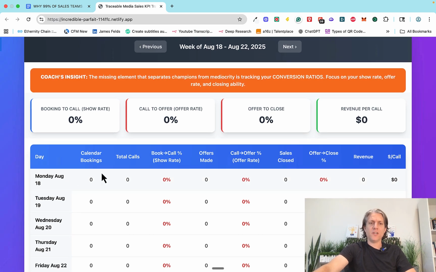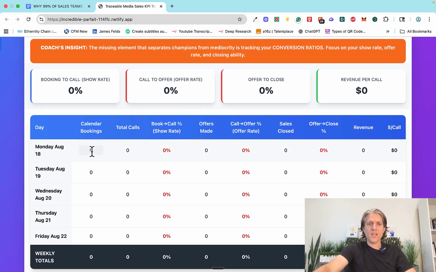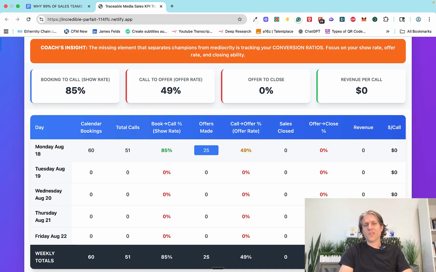Now just messing around with this, let's see how many calls booked we have on Monday. Let's say we have 51 people that showed up. Offers made, we can mess around. Let's say we made 25 offers. Right beneath the 50% offer rate, let's say we do 26. You'll see the numbers just changed.